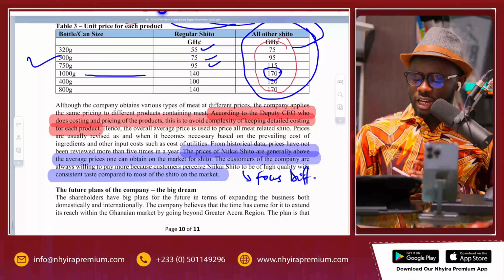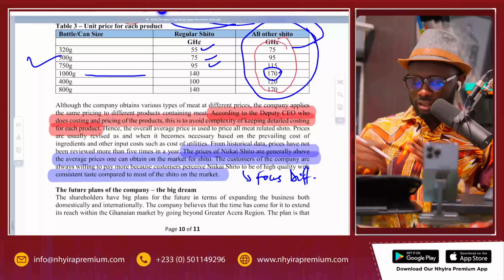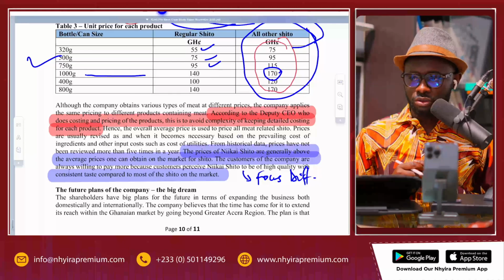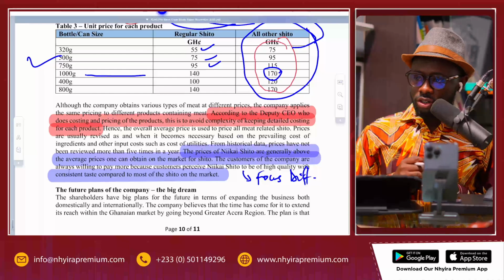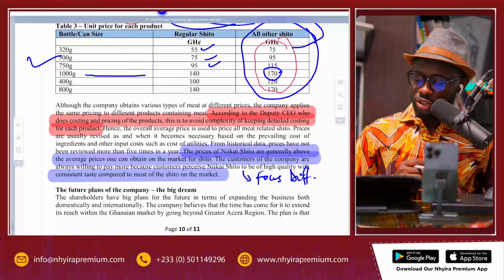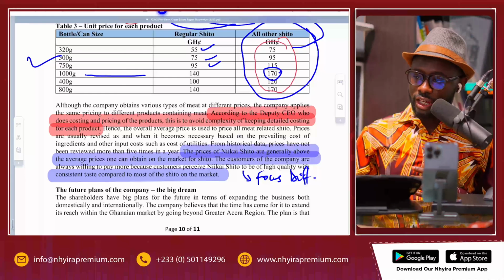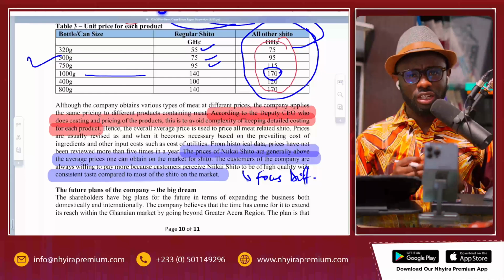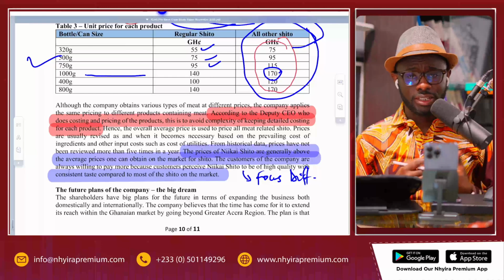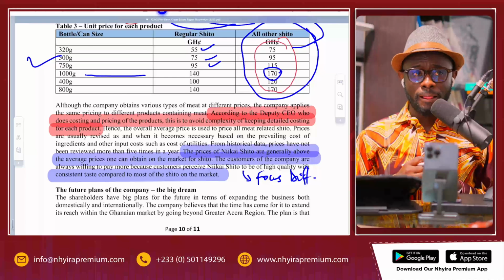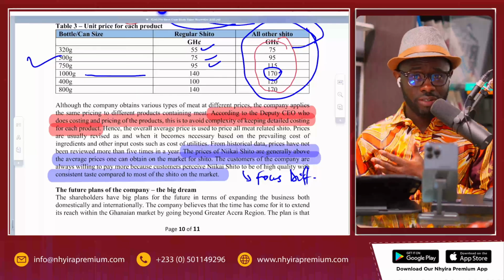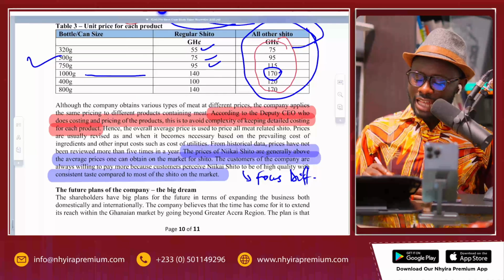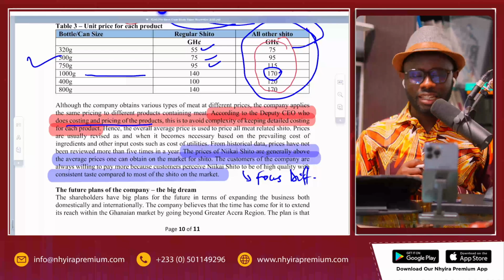Then there are a couple of other issues that are still under this that I want to again draw your attention to. If we continue to read what we have here, we are told that according to the deputy CEO, the deputy CEO is Mrs. Martinson. Okay, the nurse who has turned to Shito Guru, she's the deputy CEO. Does costing and pricing of the products.